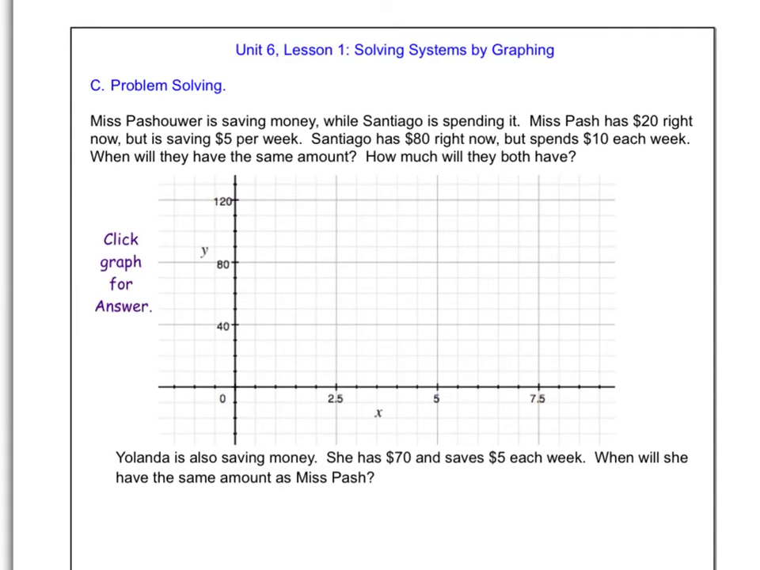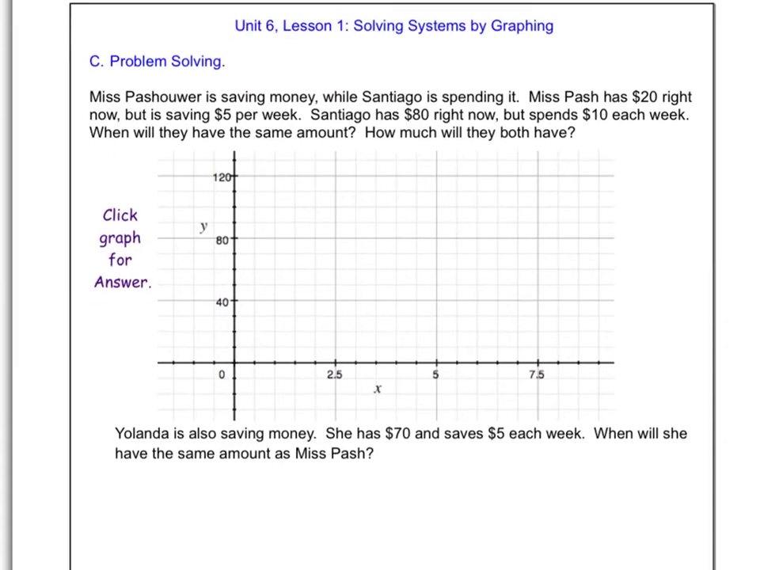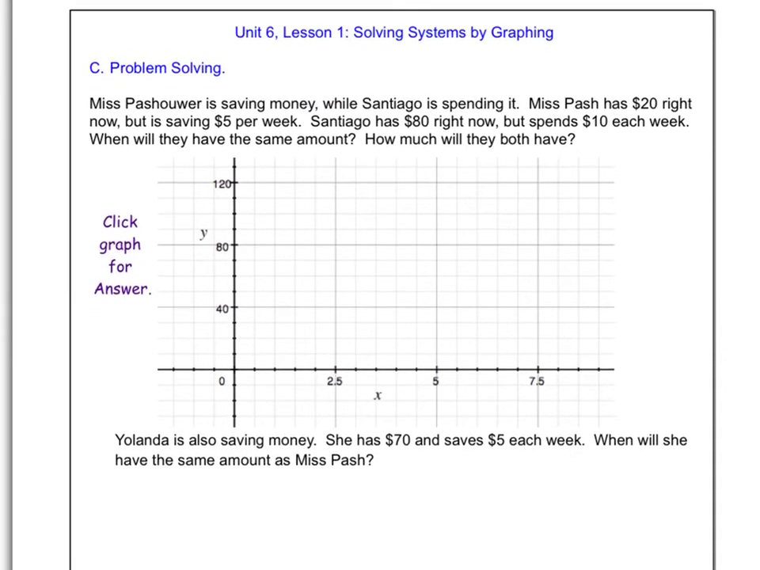Keep going. We have a little story problem that I'm going to leave you guys basically to end these notes with, and I want you to try it out on your own. It says Ms. Pashour is saving money while Santiago is spending it. Okay, so we have these situations going on that you're going to have to write as equations. First, I have $20 right now in this moment, but I am saving $5 a week. Santiago has more money than me, but he's spending it. So you're going to write y equals, write the equations for both of our situations.